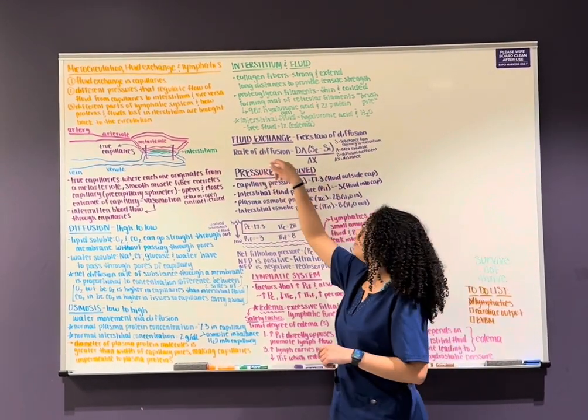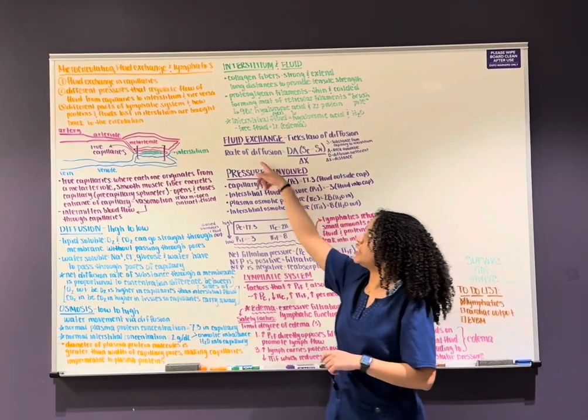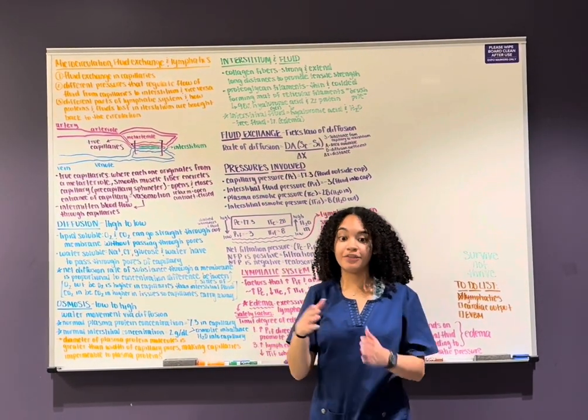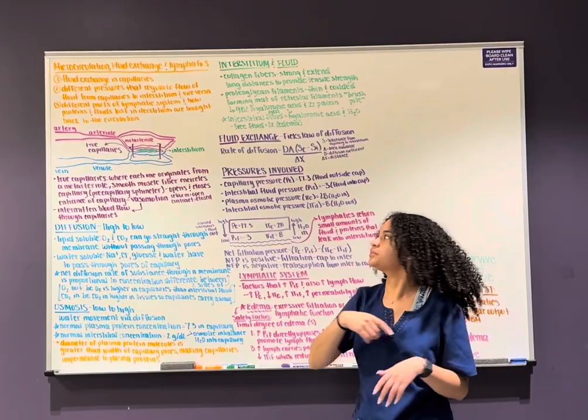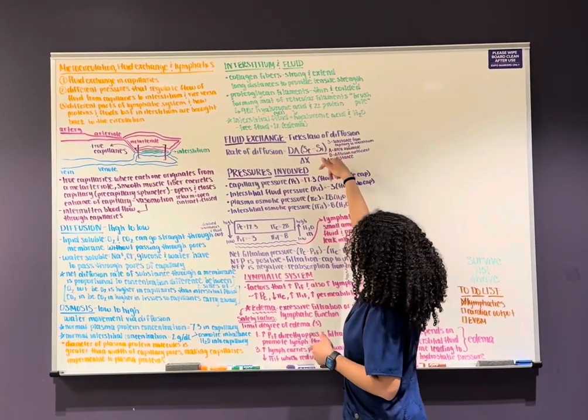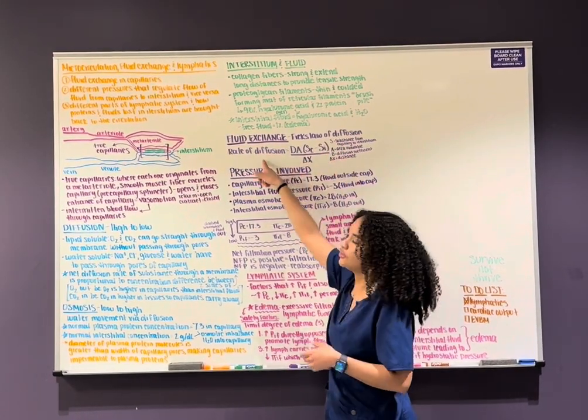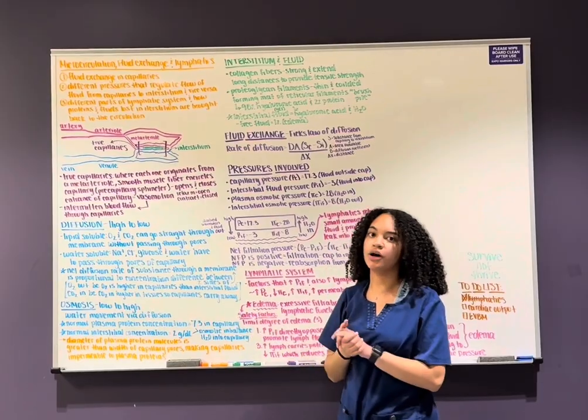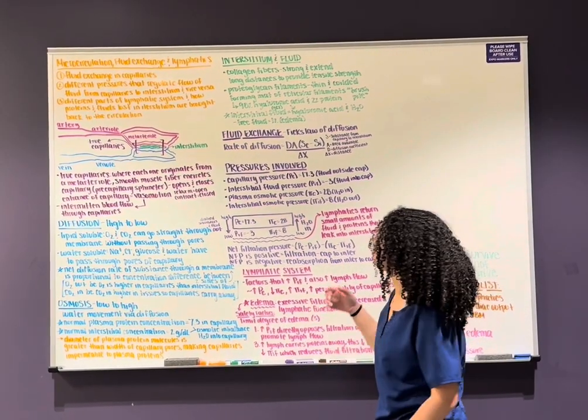So you can imagine that if you increase your distance, your rate of diffusion is going to decrease because you have a bigger distance to go through. And vice versa. If you decrease it, then your rate of diffusion is going to increase because you have a smaller distance to get through.